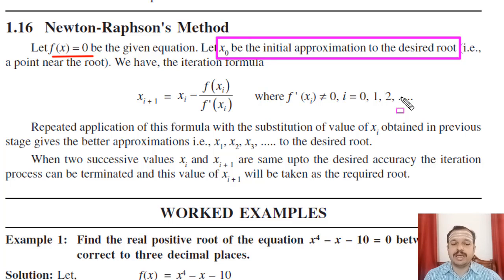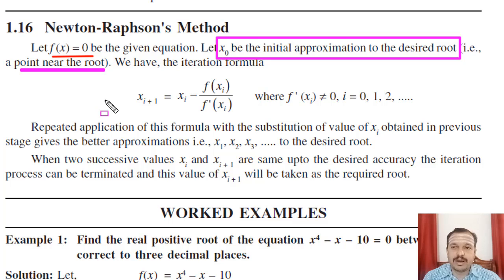But here in the Newton-Raphson method, only one initial approximation is enough. We can start our work with only one initial approximation, that is x naught, and that x naught should be in the neighborhood of the root. It should be very close to the desired root. If it is chosen near the root, then the method converges faster. So that is the thing we have to observe.